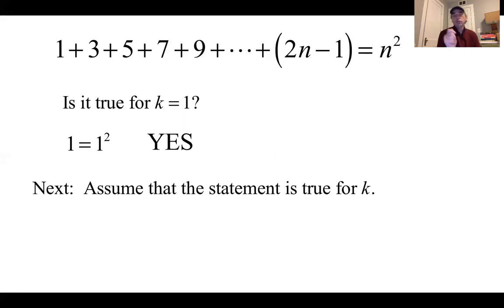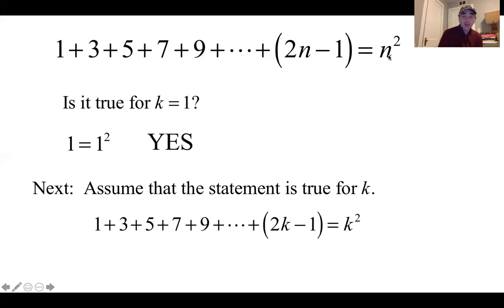Now we've got to assume that it's true for k. So if we have the first k odd integers, 1 plus 3 plus 5 plus 7 plus 9, up to 2k minus 1, that will be k squared. So assume it's true for k. So if I add up the first k odd integers, I get k squared. What if I add the next one? Is that statement also true? So is it true for the first k plus 1 odd integers? Now think about this for a minute. If it's true for the k plus 1 odd integers, the last number over here would be 2 times k plus 1 minus 1. And this would have to become k plus 1 squared.